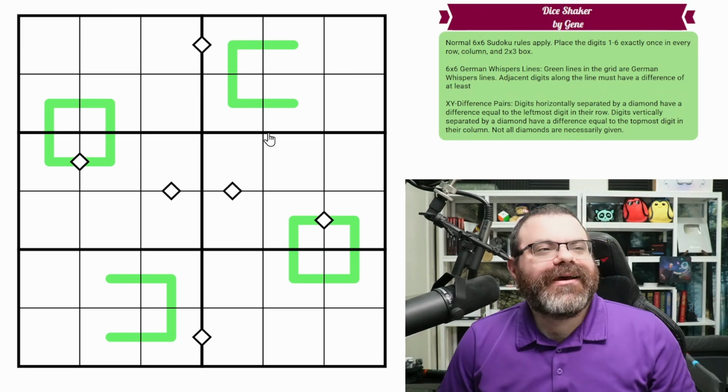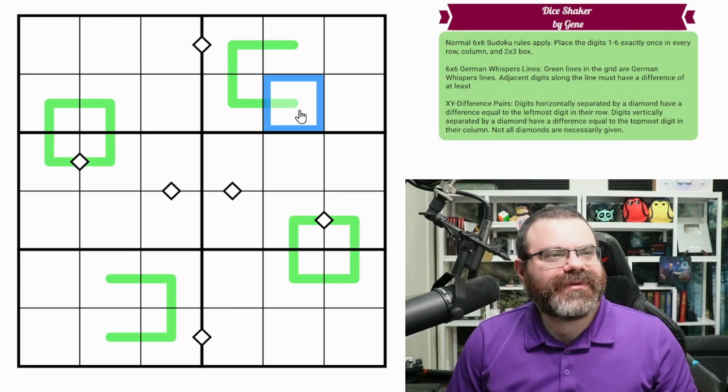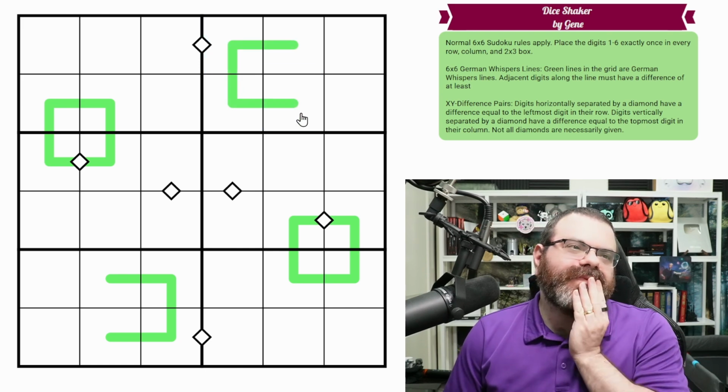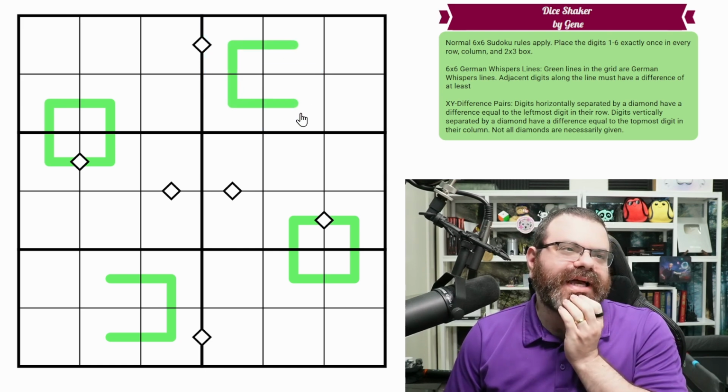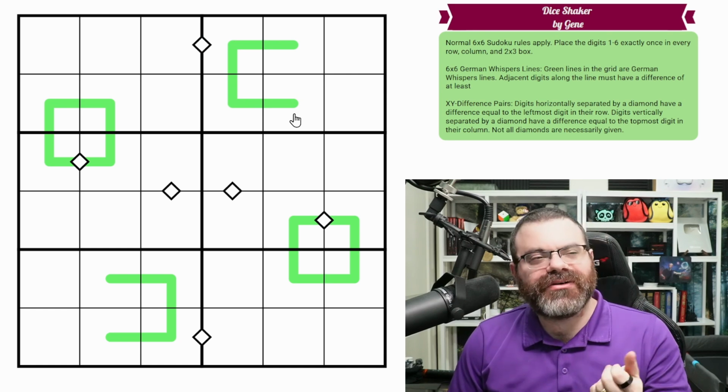All right. What's interesting is, I guess some of these are loops and some of these are C's, but what do we want to do with this? There's got to be a way in. So something about German whisper lines that's interesting is, I guess there are 2 properties that are interesting. Let's just go over them now.